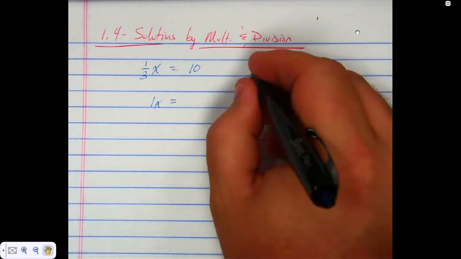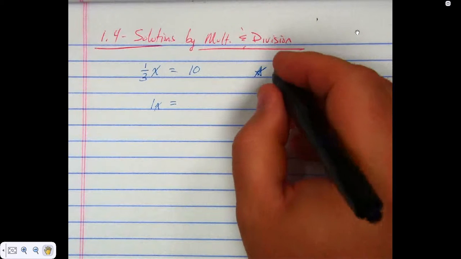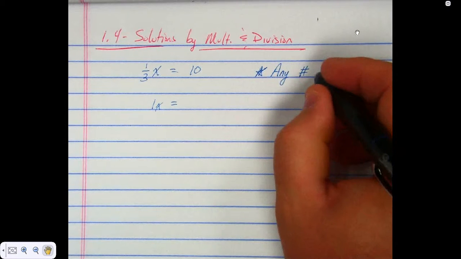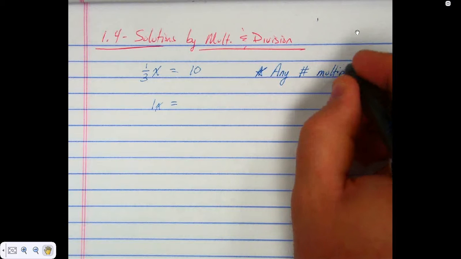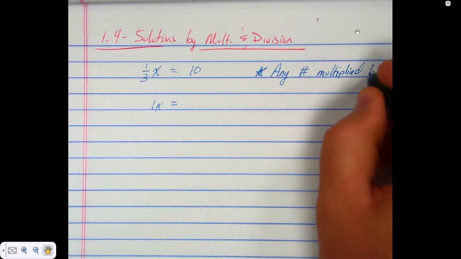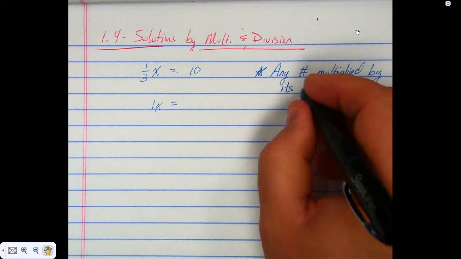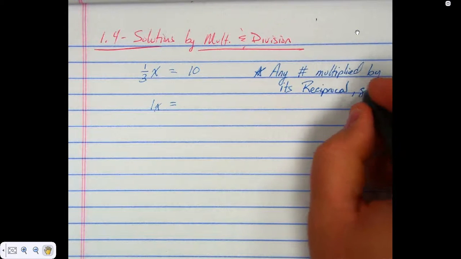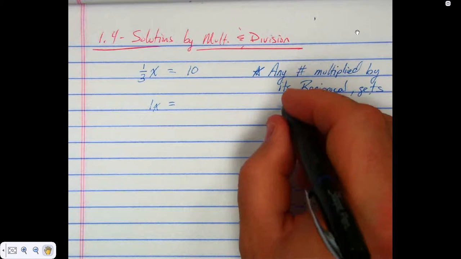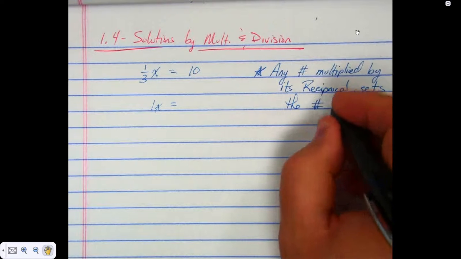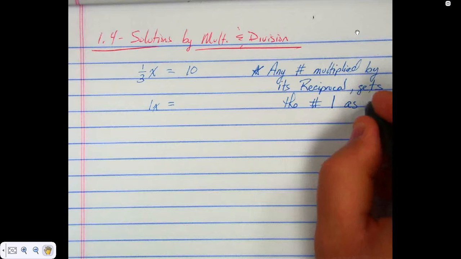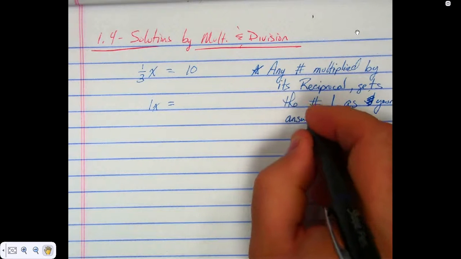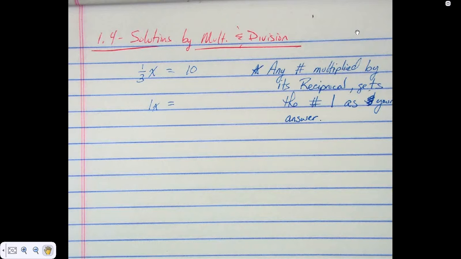And over here to the side, I want you to write this fact. Any number multiplied by its reciprocal gets the number 1 as your answer. Any number multiplied by its reciprocal.